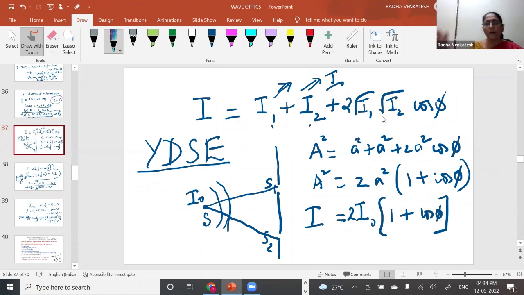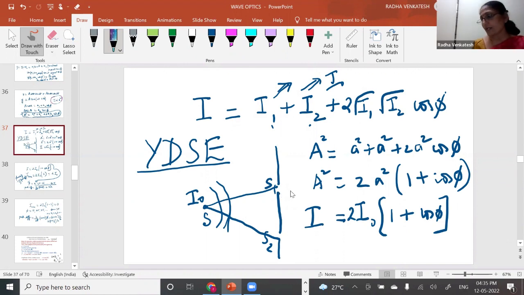Superpose means they are going to meet each other, right? Now bring it down to your YDSE. What is YDSE? Young's double slit experiment. There, we have one point source, and from that, the wavelets travel. We have two slits, which are going to act as coherent sources, right? Yes, ma'am. And we know what coherent sources are.